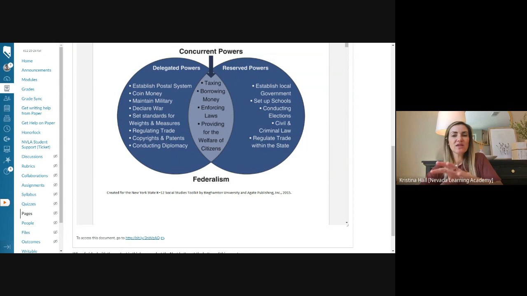I'm not looking for opinions on the topic. I'm looking for who should make the decision, state or federal. So pick a topic, and it can be controversial like guns or abortion or something like that. But who should make the decision, not what you feel the decision should be. Does that make sense?